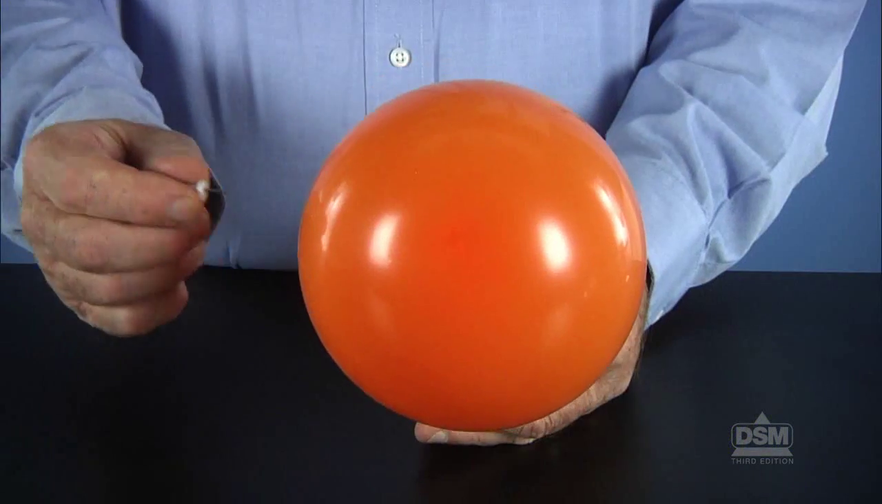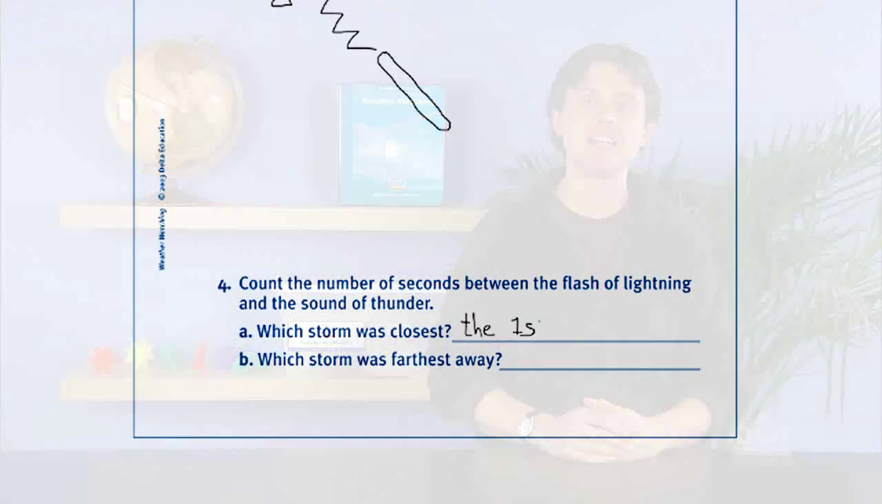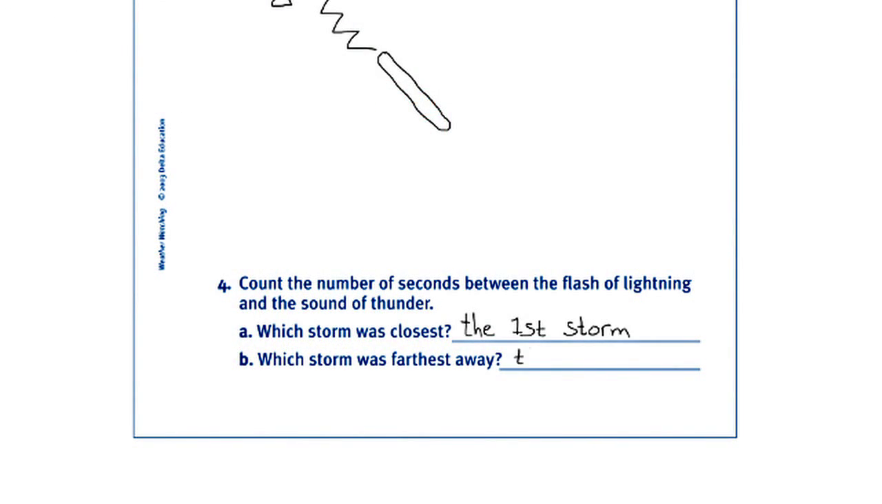Ask students to practice counting the seconds between lightning, a flickering of the classroom lights, and thunder, the popping of a balloon left over from Session 1. Be sure to vary the interval and to record the number of seconds for each trial. Then, have students work in pairs to complete question 4 of the activity sheet.